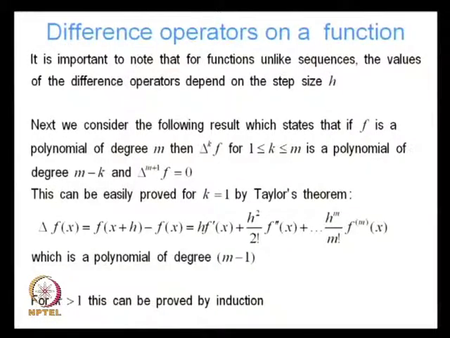Next, we look at the following result, which states that if f is a polynomial of degree m, then del^k f for k less than or equal to m and greater than or equal to 1 is a polynomial of degree m minus k, and del^{m+1} f is equal to 0.